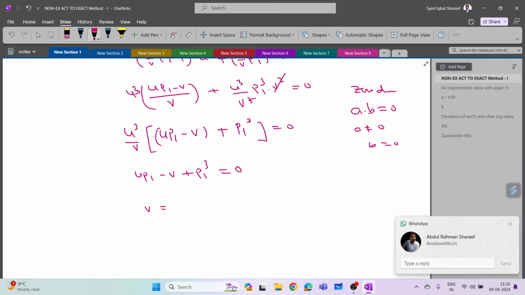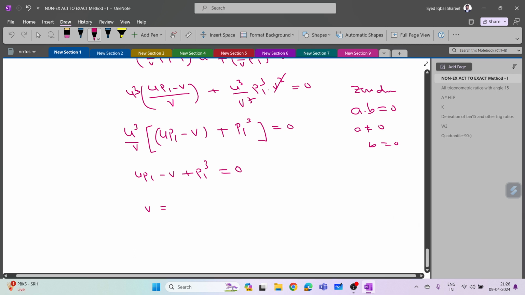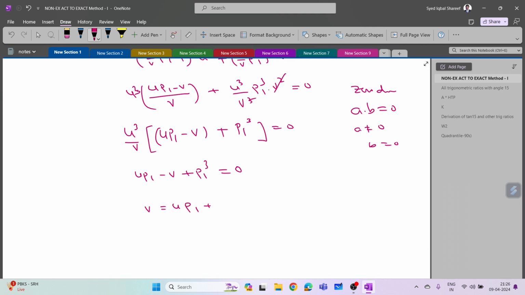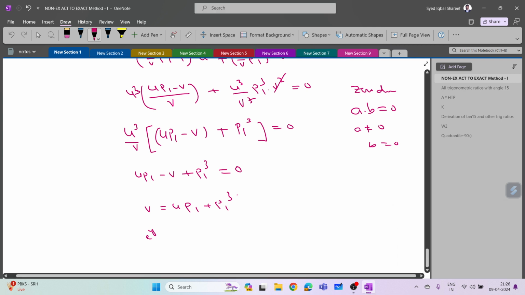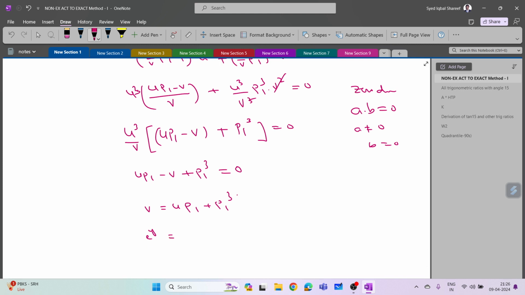Or v equal to u p1 plus p1 cube. What is v? v is nothing but e to the power of y. v equal to e to the power of y equal to, u is e to the power of x, p1 is c, plus c cube, which is the general solution in the Clairaut's form. Solving Clairaut's equations. So this is about the Clairaut's.